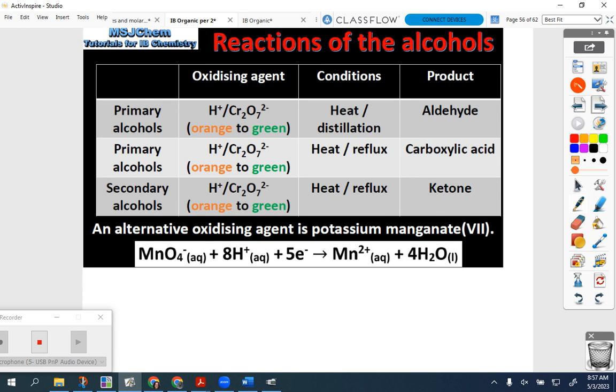This is just a kind of overall alcohol reaction summary. So we can have the color change from primary alcohols going to either an aldehyde or carboxylic acid. The secondary alcohol can only go to a ketone. That's the orange to green color change, and the tertiary alcohol is not going to react. Okay.